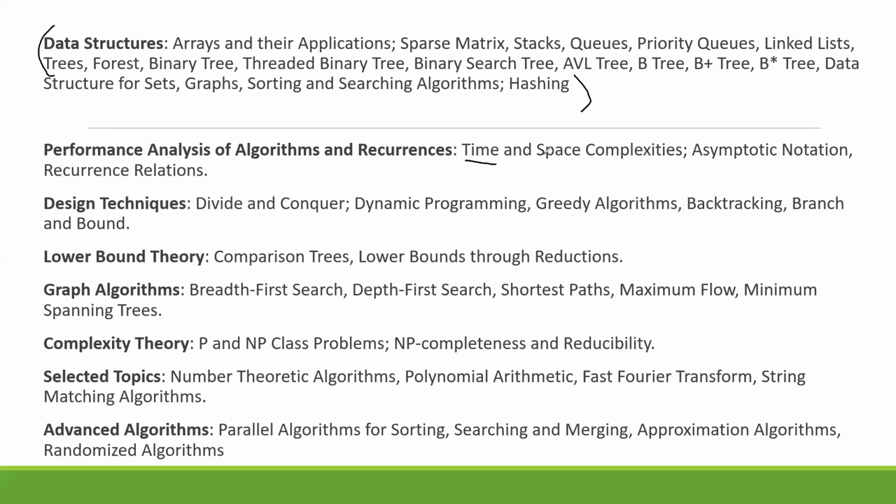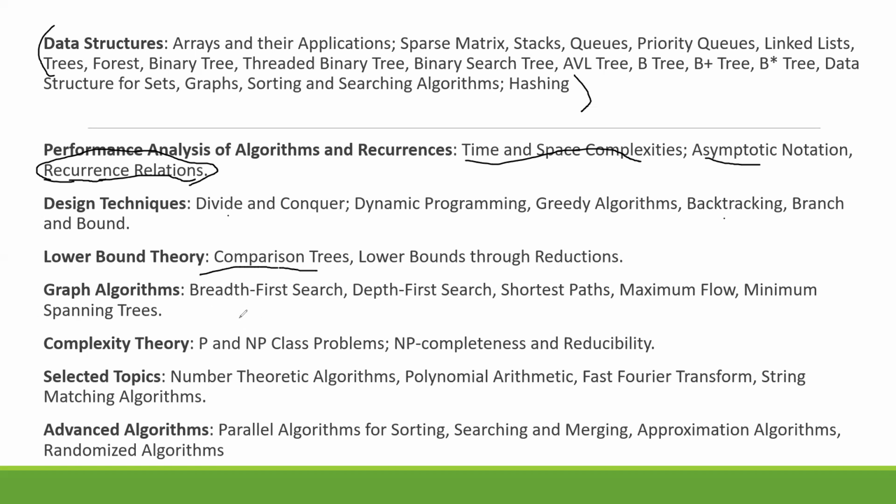Next one, time and space complexity. It's very much important. Asymptotic notation, recurrence relation. In the last one month, before the exam, questions came from recurrence relation only. And design techniques: divide and conquer, dynamic programming, greedy algorithms, backtracking, branch and bound. Here it's not so important, but we have to see this one.